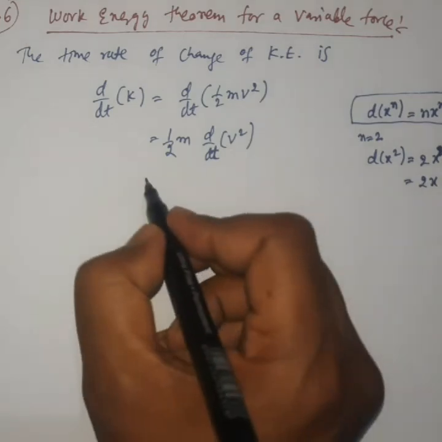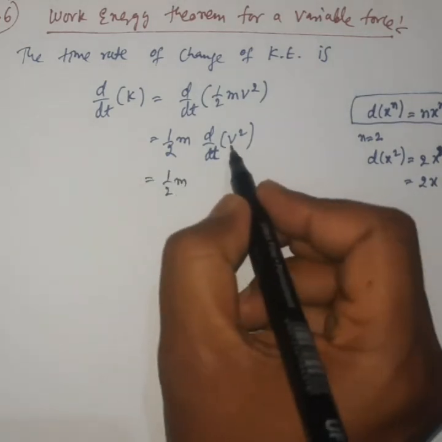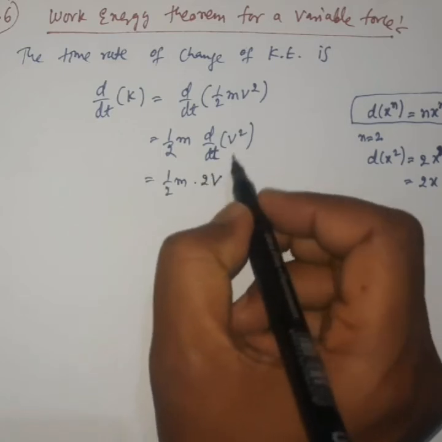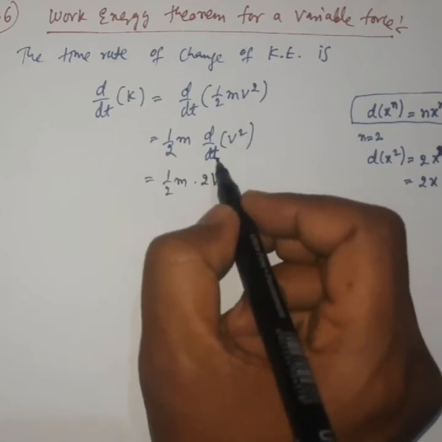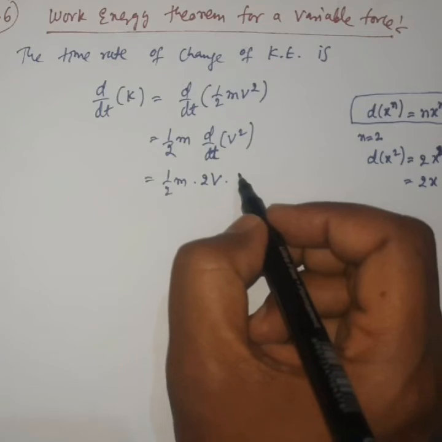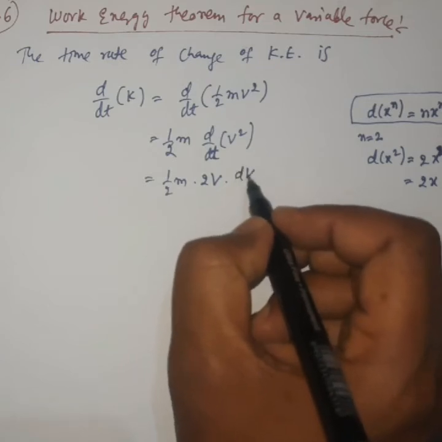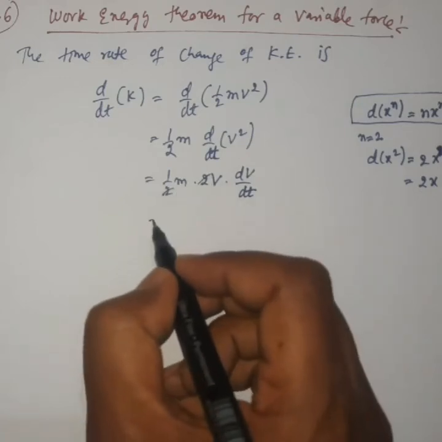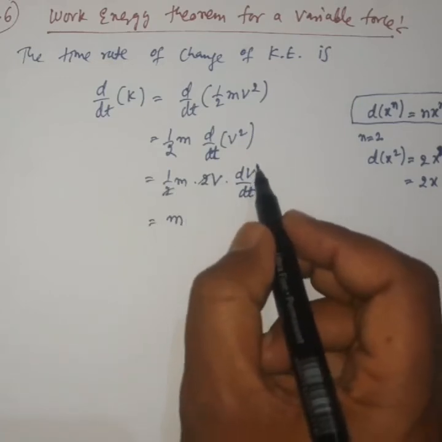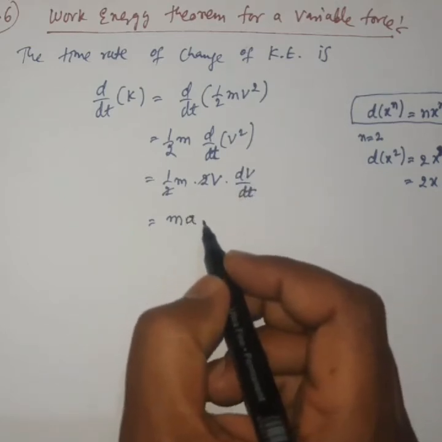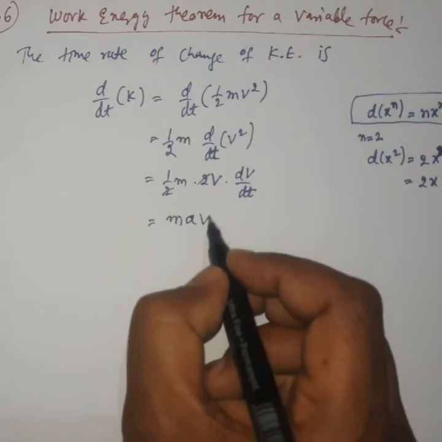So here 1 by 2 m, the differentiation of v square is 2v. But here we are doing it with respect to time, not v. So we have to take the differentiation of v with respect to time. The 2 cancels, mass into the rate of change of velocity, which is acceleration. So that is a into v.